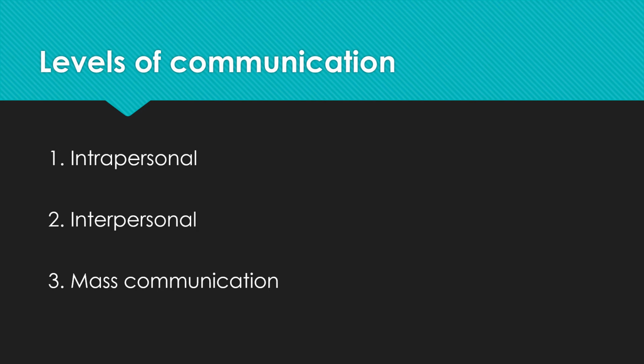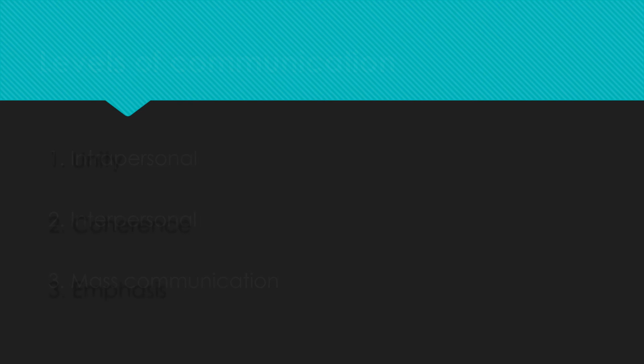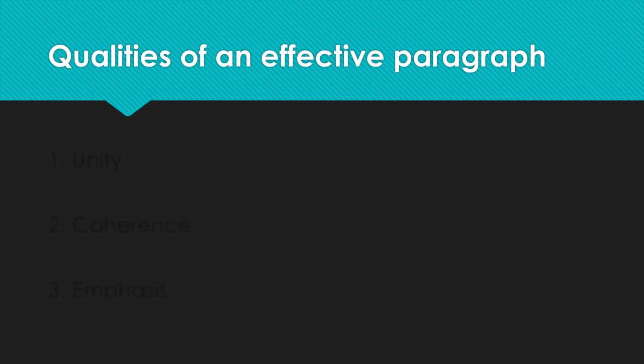Interpersonal, mass communication. We're talking about levels. And then if you will be writing about this, for example, an expository paper, a paper that explains what the levels of communication are, then you have to discuss first intrapersonal, interpersonal, and mass. That's how it works. And then how about qualities of an effective paragraph?